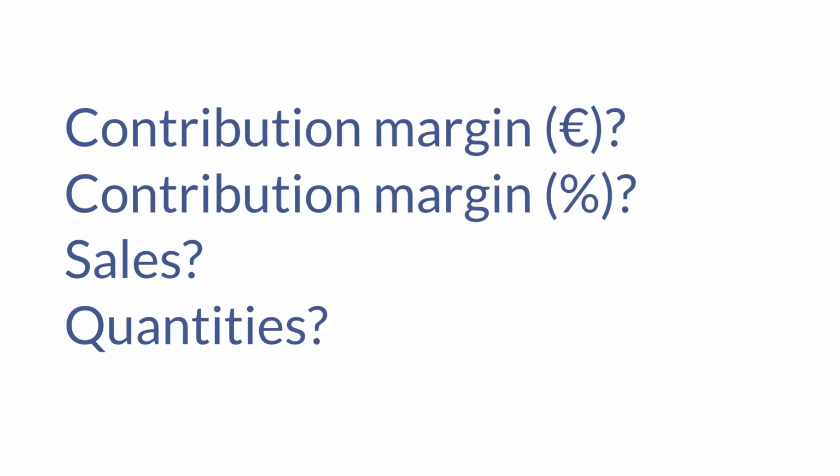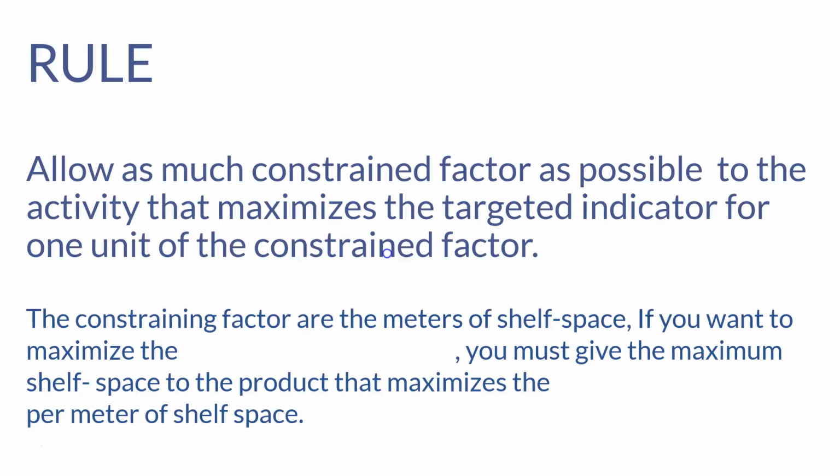Nevertheless, whatever you decide to maximize, there is one element here which has to be taken into account. That's a constraining factor, that is the 12 meters of shelf space which are available. And there is a rule, which is written here, which consists in allocating as much constraint factor as possible to the activities that maximize the targeted indicator for 1 unit of the constraint factor.